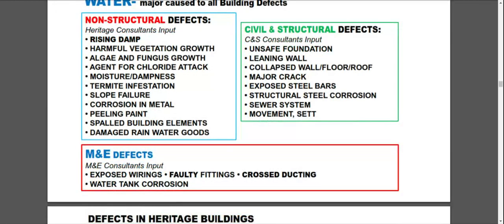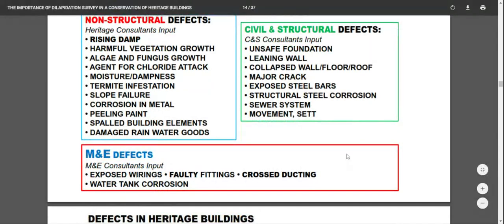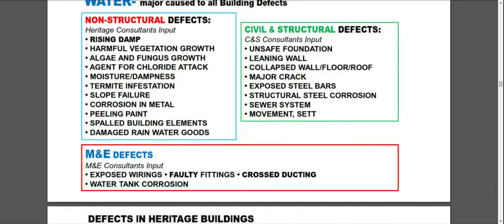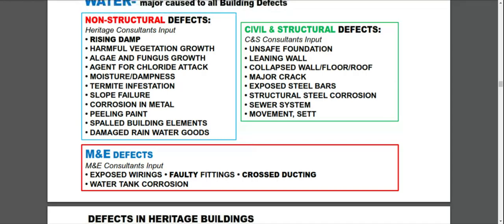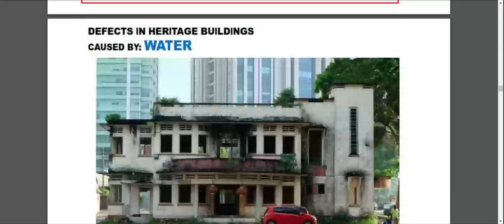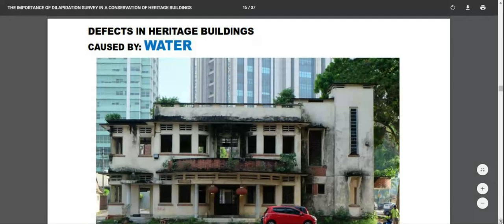While for M&E defects, it may cause exposed wirings, faulty fittings, cross-ducting, and water tank corrosion. So all these defects we can analyze based on the visual inspection. This is one of the photos showing an example of the defects in a heritage building caused by water. The building has been left abandoned for so many years, which caused the defects.